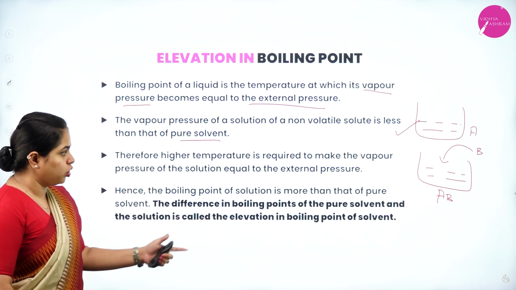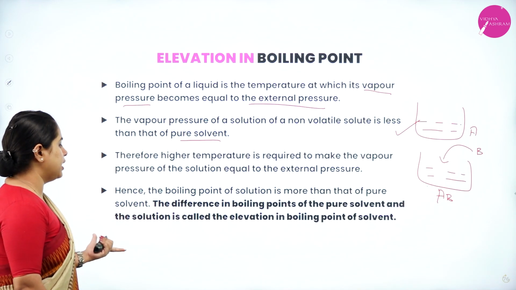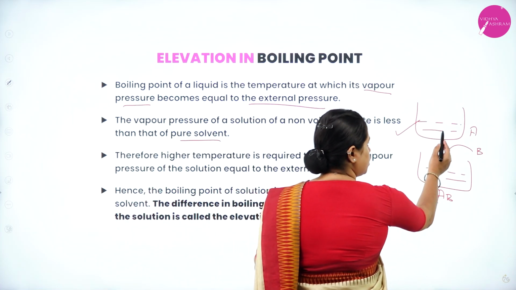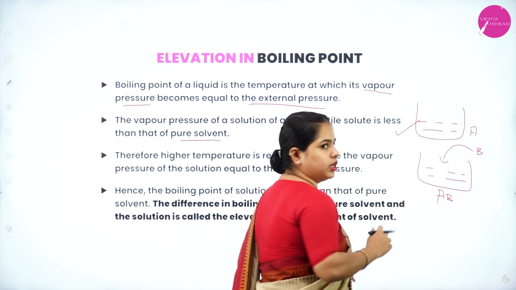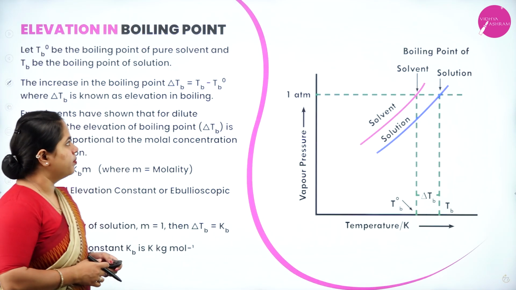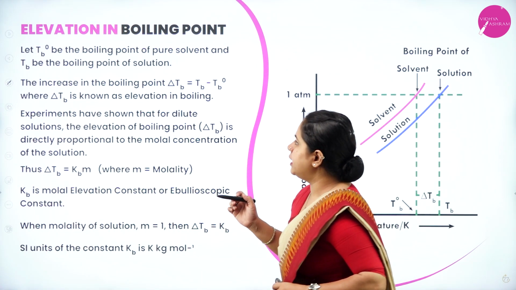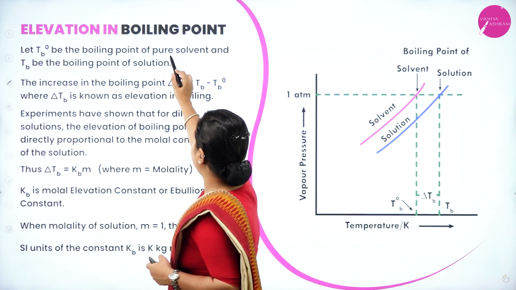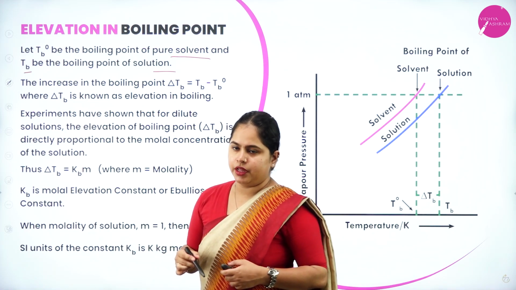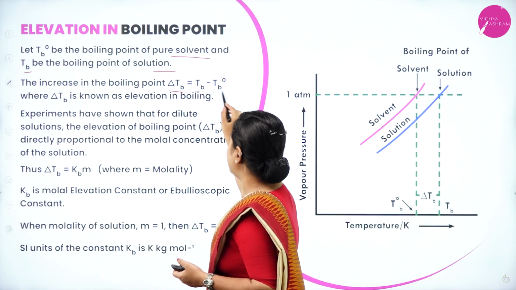Hence the boiling point of the solution is more than that of the pure solvent. The difference in boiling points of the pure solvent and the solution is called elevation in boiling point of the solvent. So if we take the difference between the boiling point of the pure solvent and the boiling point of the solution, that is called the elevation in boiling point. I hope it is clear. Right. Now let's move on to the equations relating to that. Let T naught B be the boiling point of the pure solvent and TB be the boiling point of the solution. Right. So the increase in the boiling point will be what? Delta TB is equal to TB minus T naught B.